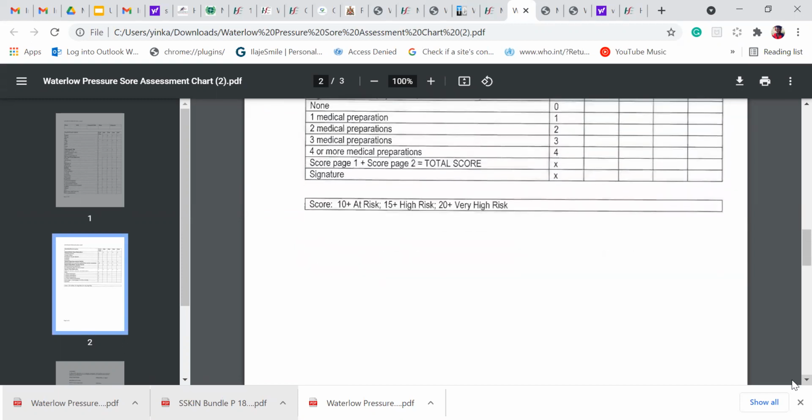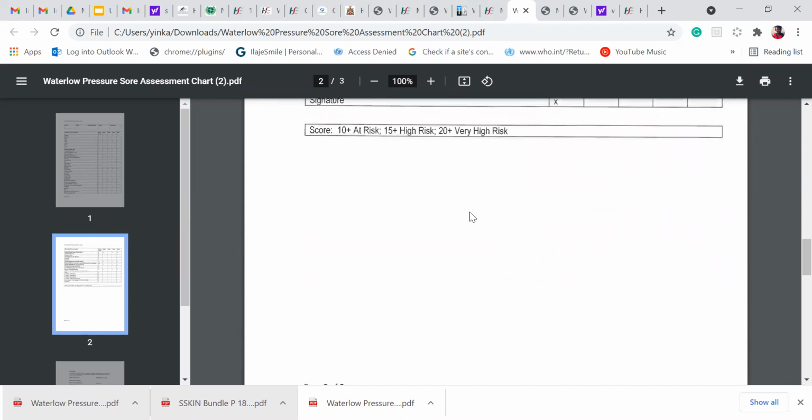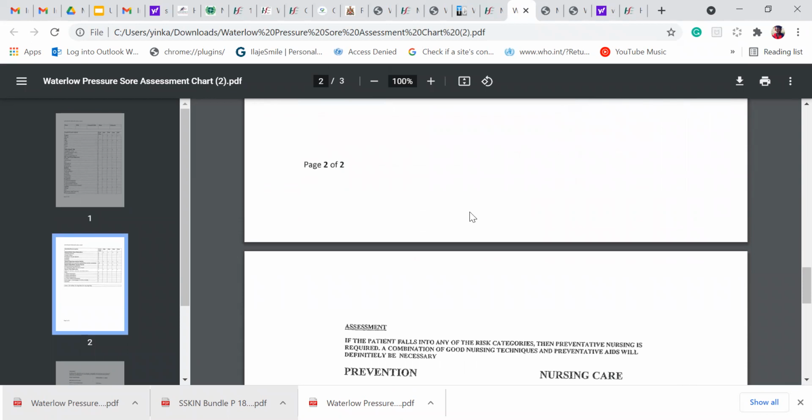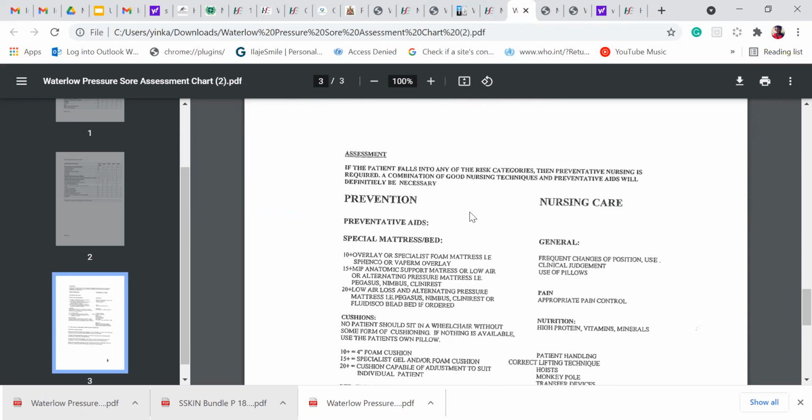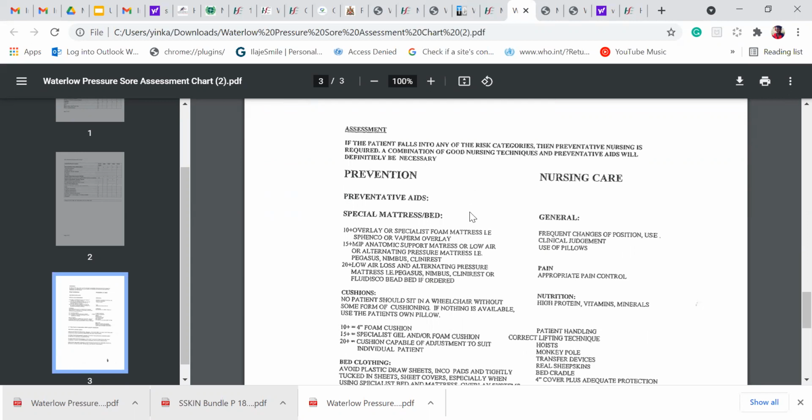After this, you look at the total score. What's the total score? You need to total it. If the total score is 10 plus, the patient is at risk, 15 plus is high risk, and 20 plus means the patient is very high risk. In your OSCE, once you have done this, you'll be given a scenario and the patient details. All you have to do is chart the details in the chart there. So you score it and then you come here. What do you do depending on your score? This is the assessment. If the patient falls into any of the risk categories, then preventative nursing is required.